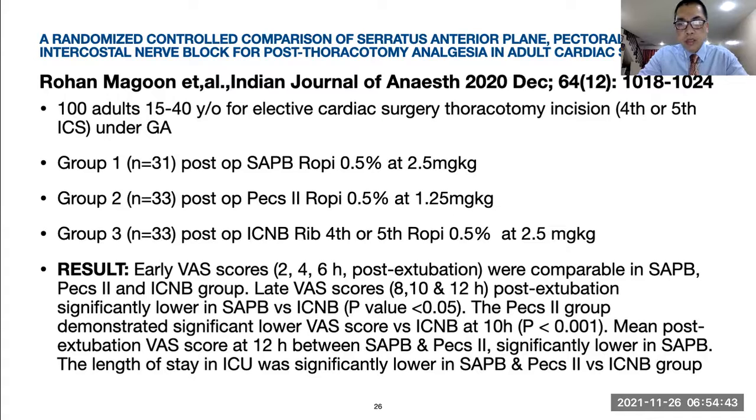The result: the early VAS scores at 2, 4, and 6 hours post-extubation were comparable in the three groups, but the late VAS scores at 8, 10, and 12 hours post-extubation were significantly lower in the serratus anterior plane block group. The PEX2 group demonstrated significantly lower VAS scores versus the intercostal nerve block at 10 hours, and the mean post-extubation VAS score at 12 hours was significantly lower in the serratus anterior plane block than in the PEX2.